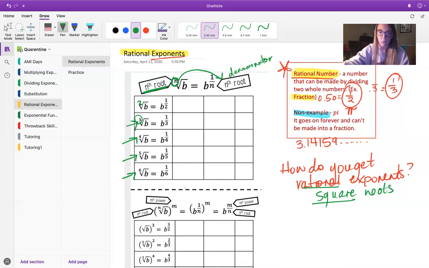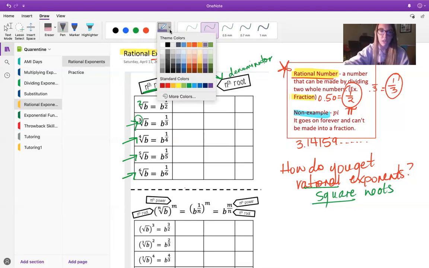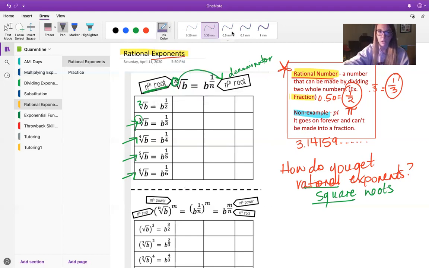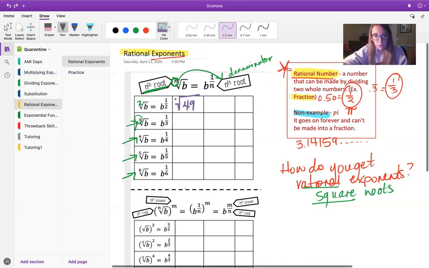All right, so we're going to be taking the square root of some number. So I'm going to choose the number 49. So we're going to take the square root of 49. Now just to be clear, I know we've touched on what a square root is, but when you think of a square root, you can't see that.